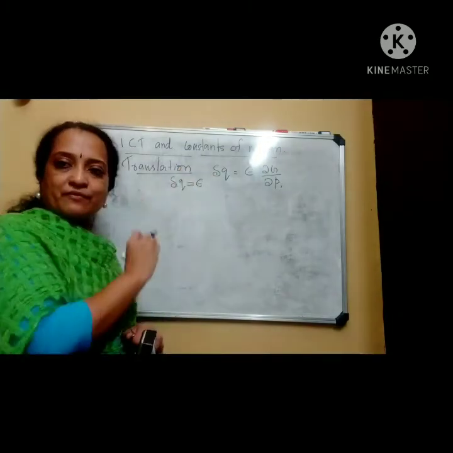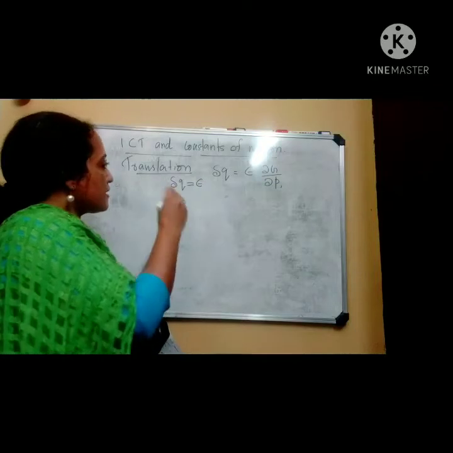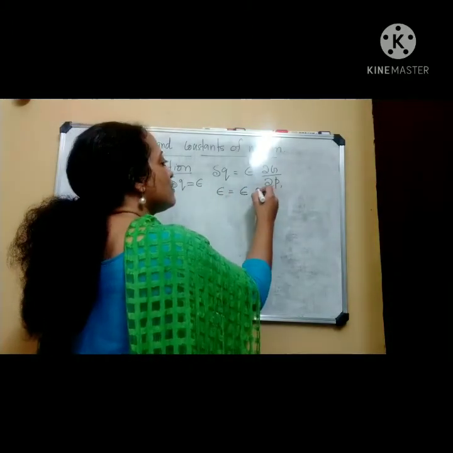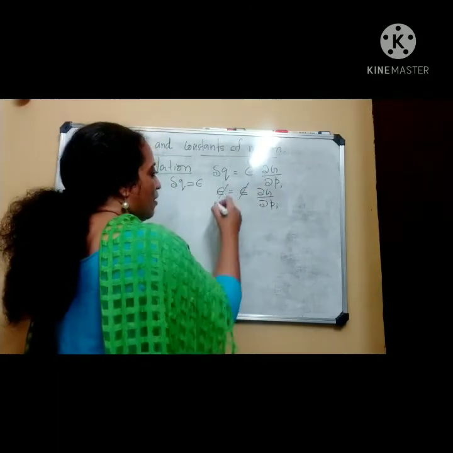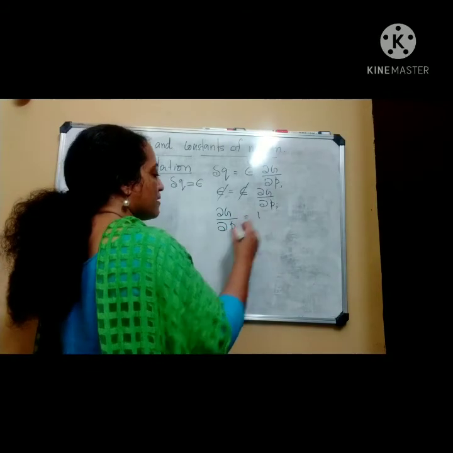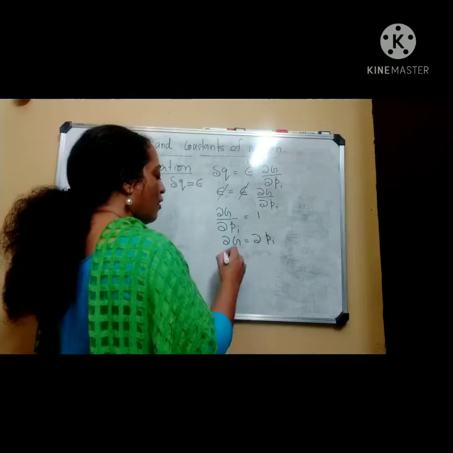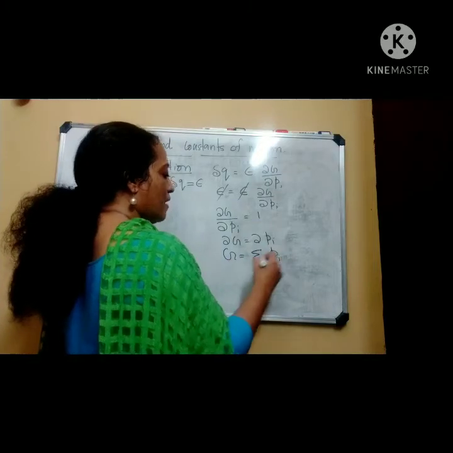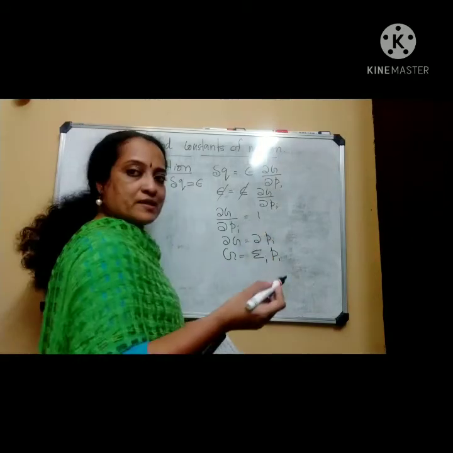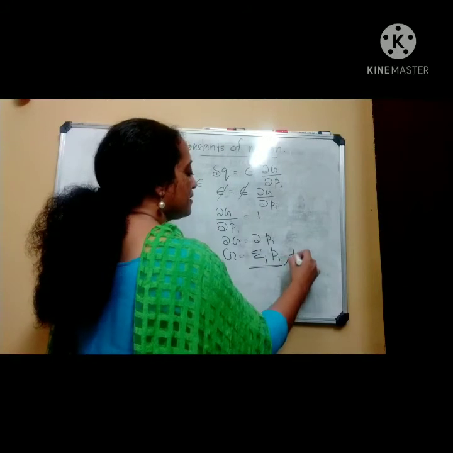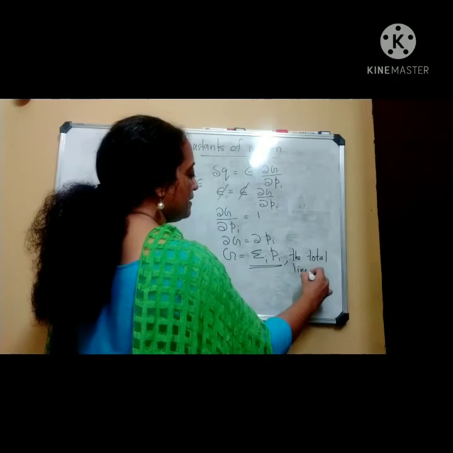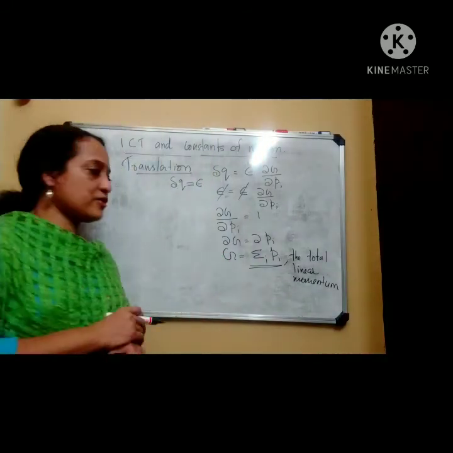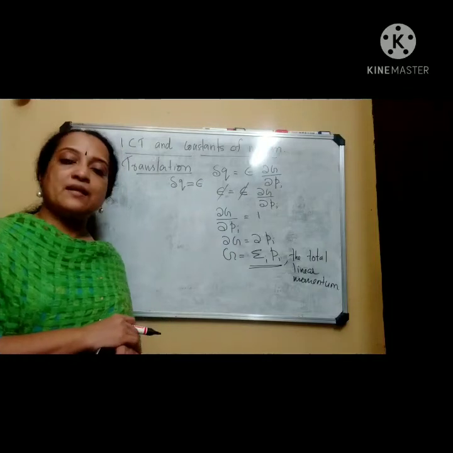Suppose the system is displaced from one place to another, or it undergoes translation by a very small amount epsilon, then this epsilon is equal to epsilon into dou G by dou Pi, or dou G by dou Pi is equal to 1, or dou G is equal to dou Pi, or the generating function G we may write as equal to sigma i Pi, or the integral of dou Pi, or it is equivalent to Pi. So the generating function is the total linear momentum. Total linear momentum is the generating function here. So in the case of ICT and translation, the generating function is equivalent to the total linear momentum of the system.